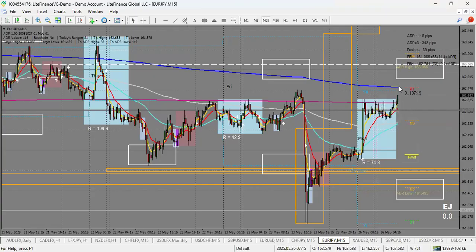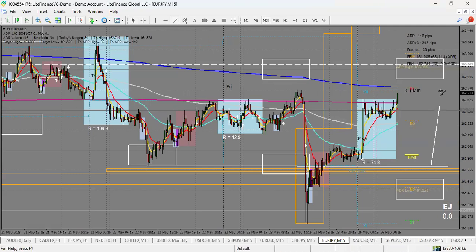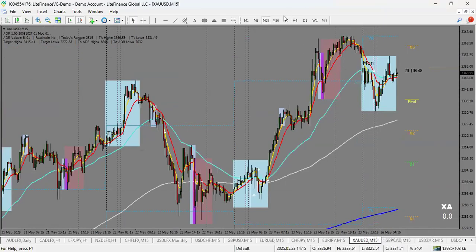So after that, I would expect a much bigger retracement, perhaps to find this area here, which would form a head and shoulders pattern, and then continue going up. Okay? So that is my anticipation on Euro JPY.